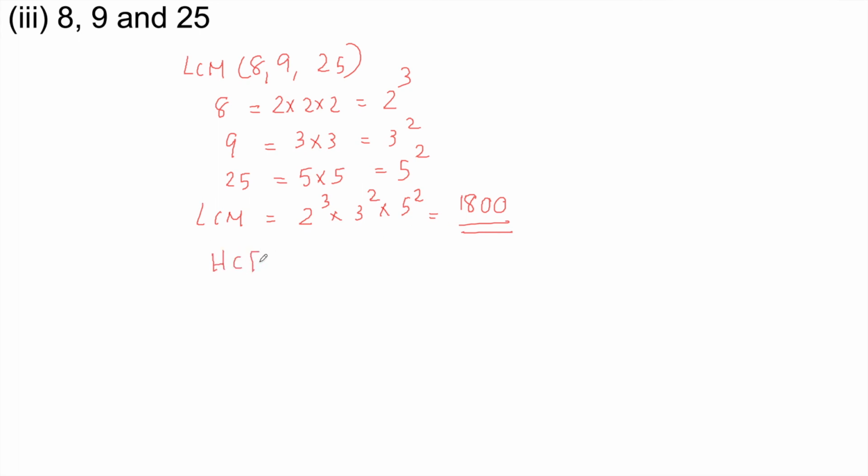And for HCF, 8, 9, 25. 8 is 2 cube, 9 is 3 square, 25 is 5 square. There is no common factor between these three numbers. So HCF is again 1. Note the point. Here also there is no common factor between these three numbers. Then LCM will be the product of the numbers, that is 1800, and the HCF will always be 1.